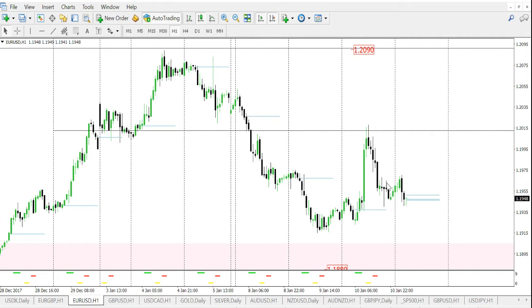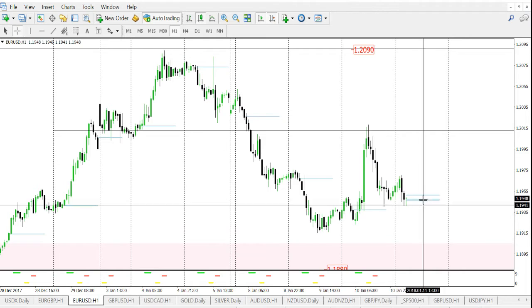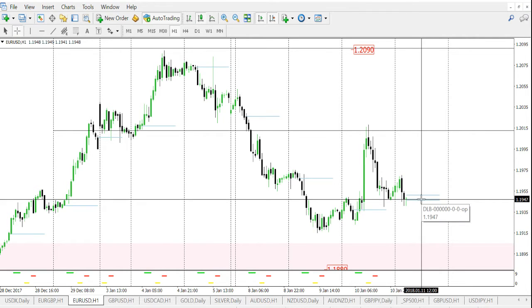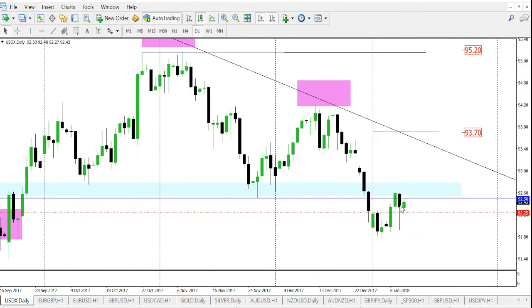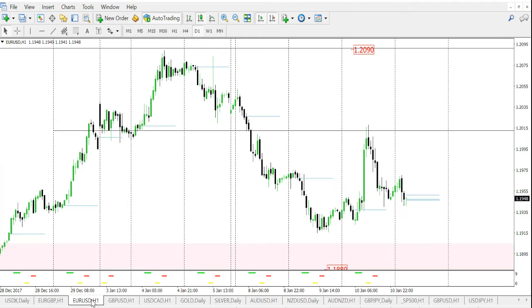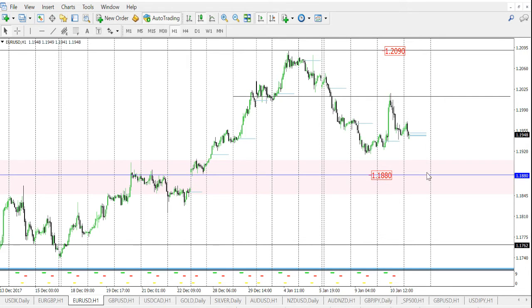It did fail and reject off of that, but it still hasn't broken these lows. So part of me wants to believe that this thing is still going to run higher for the week. But with the dollar index rejecting off of this low, it makes me hesitant to believe that it's going to continue back up here this week. I'm thinking it's going to come down in here and just break the low that it made on Tuesday.